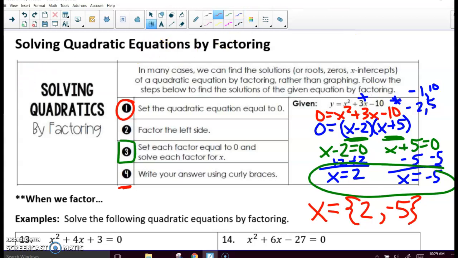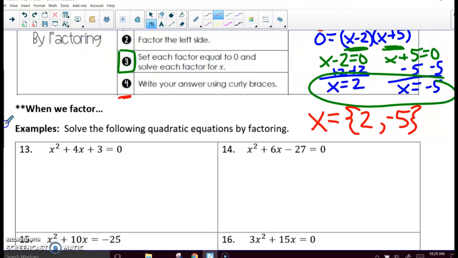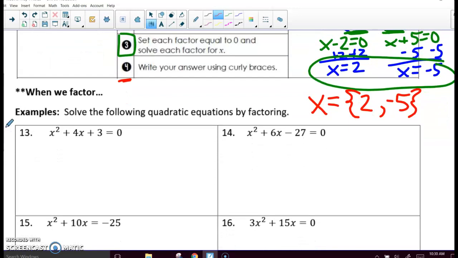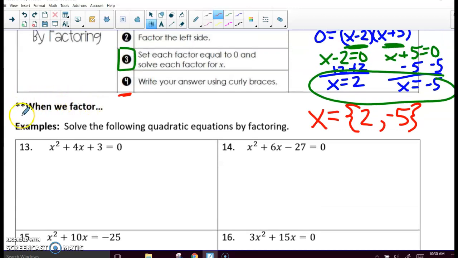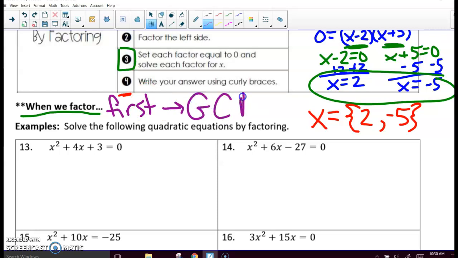We've got lots of examples to look at because I'm guessing some of us have forgotten how to factor. When we factor, here's a little note here. Don't forget the note. When we factor, first look for greatest common factor. Always, always, always. Don't forget that.